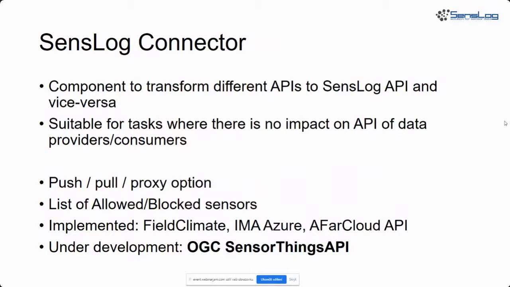At this moment, we have implemented connectors for file climate data providers. We have a connection with IMI company Azure data storage. We have a working connector for project Alpha Cloud, so for their solution. And we are almost in beta testing of the ThingsAPI connector. So I hope during the hackathon it will be finally tested.